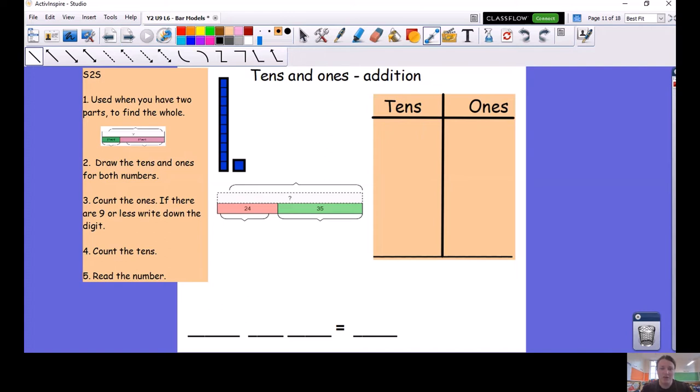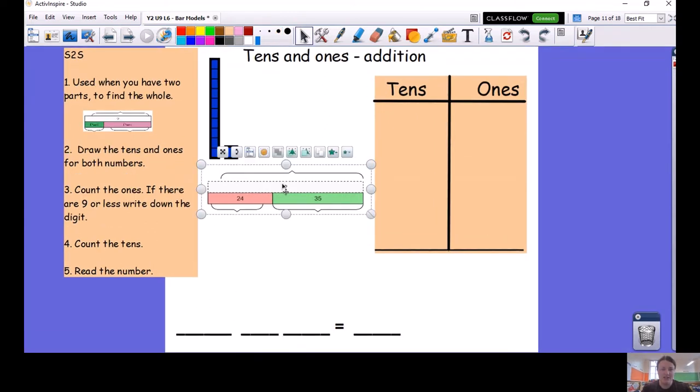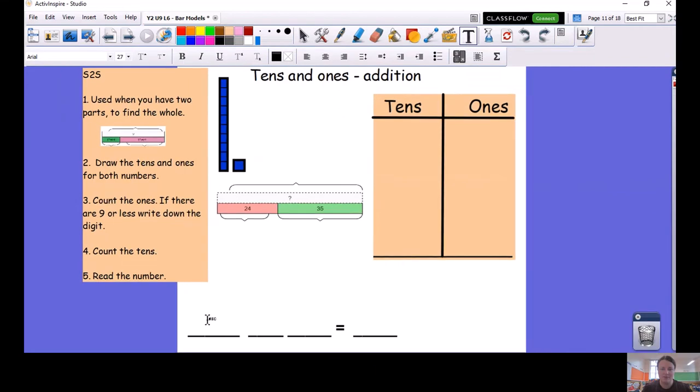My question, well, all I've got is a representation. So the first thing I need to do is work out what the question is. I've got two parts. If I've got two parts, I need to add 24 and 35 equals. Okay, what's my first step? I need to draw the tens and ones for both numbers. Okay, so I'm going to draw my tens and ones.